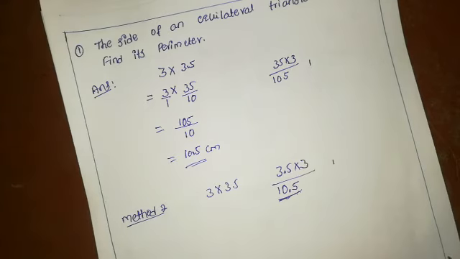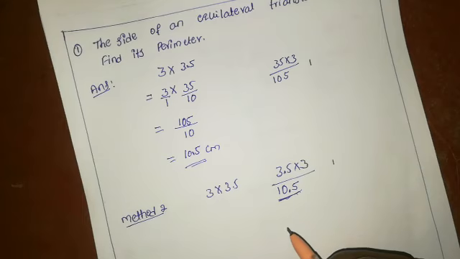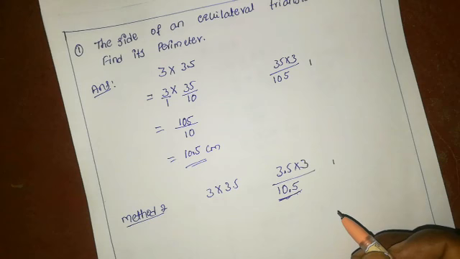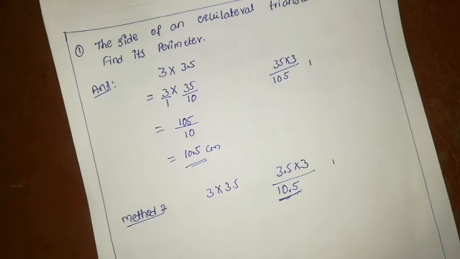Okay students, in this class we learnt about multiplication of a decimal number. In the next class we will learn about division of a decimal number: how to divide a decimal number by a decimal number, a decimal number by a whole number, and a whole number by a decimal number.